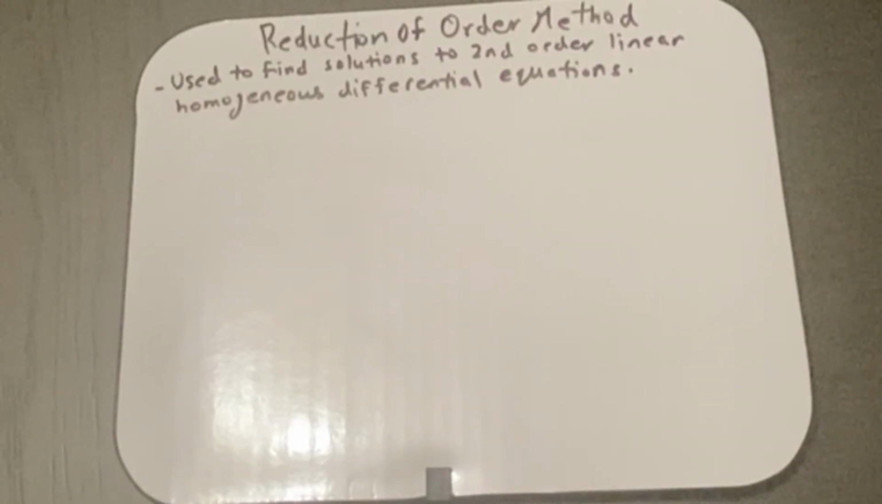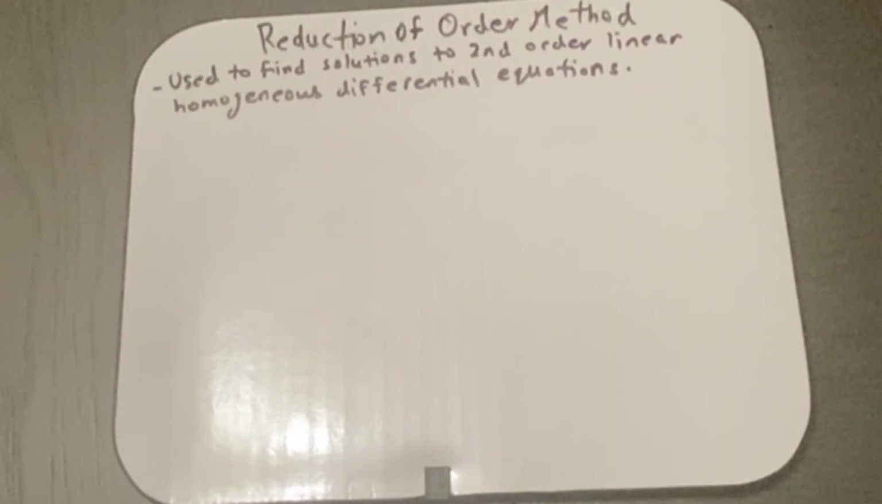So the reduction of order method is used to find solutions to second order linear homogeneous differential equations, and specifically it's used when we're given one solution and we want to find the second linearly independent solution to the differential equation. So now let's look at the general form of a second order linear homogeneous differential equation.